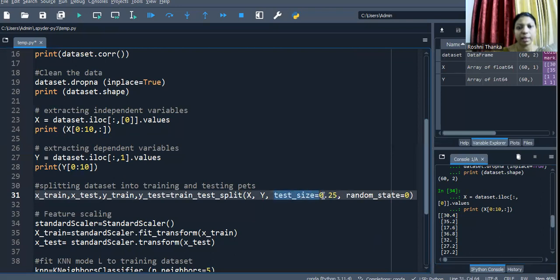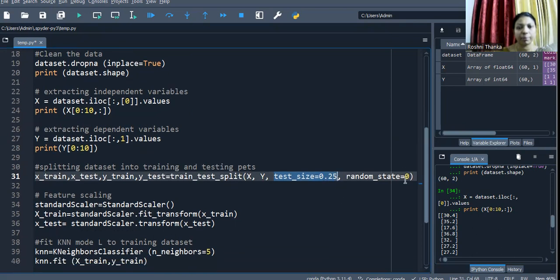So the test size I have mentioned is 25, so automatically for the training, it will take 75% of the data. Random state I have taken as 0, so that every time the same data will be taken. And here we got the 4 variables.